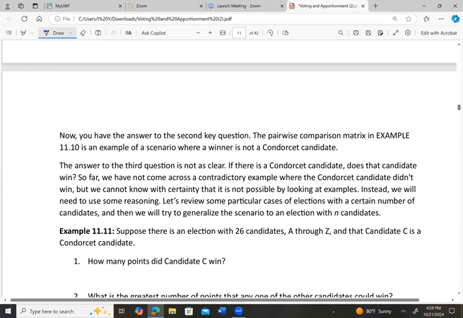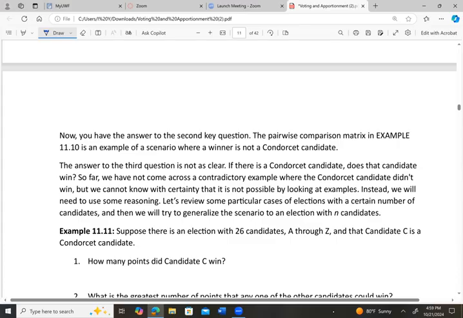And now you have the answer to the second key question. The pairwise comparison matrix in example 1110 is an example of a scenario where a winner is not a Condorcet candidate. The answer to the third question is not as clear. If there is a Condorcet candidate, does that candidate win?